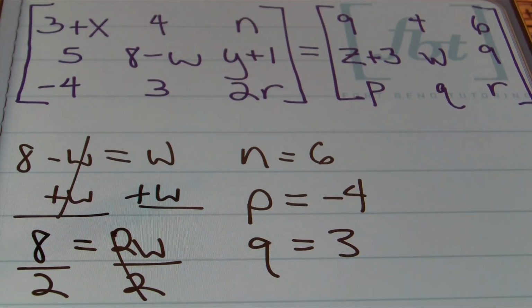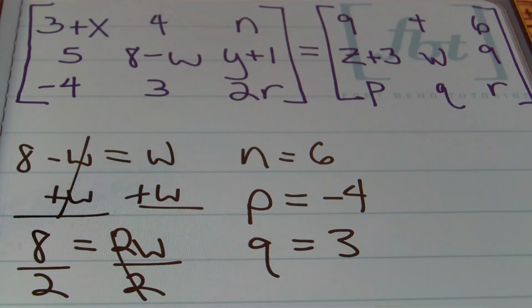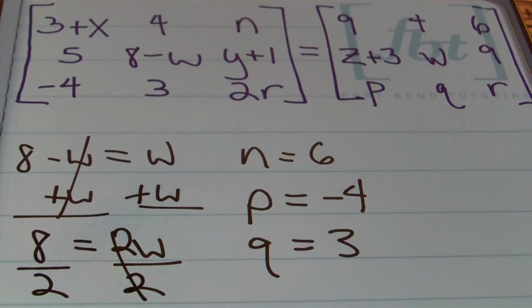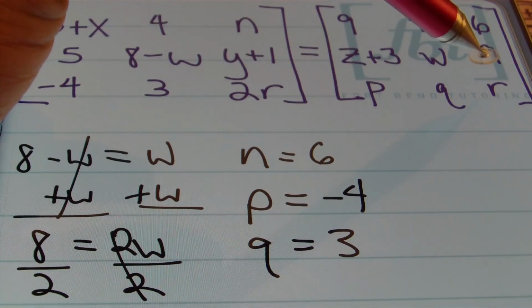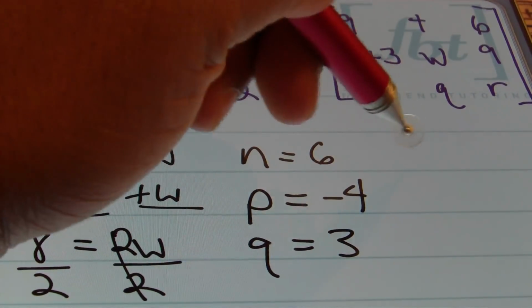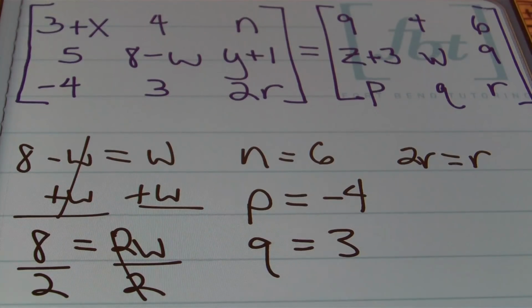An element that contains the variable r is located in the third row and in the third column. Yeah, it is. It's right here. So that means that any corresponding element that is also located in the third row and in the third column can be set equal to it. So here's my equation. I can say that 2r equals r.